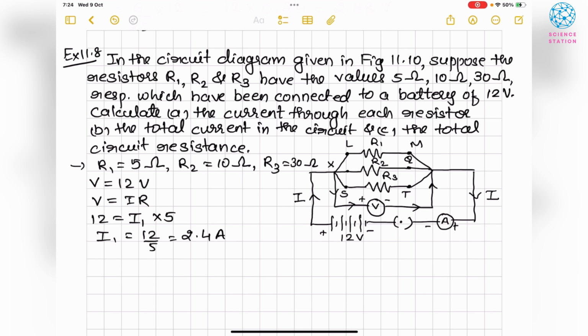Now moving ahead to find I2. V equal to I2R. So 12 equal to I2 into 10. Therefore I2 will be 12 upon 10, that is 1.2 ampere.